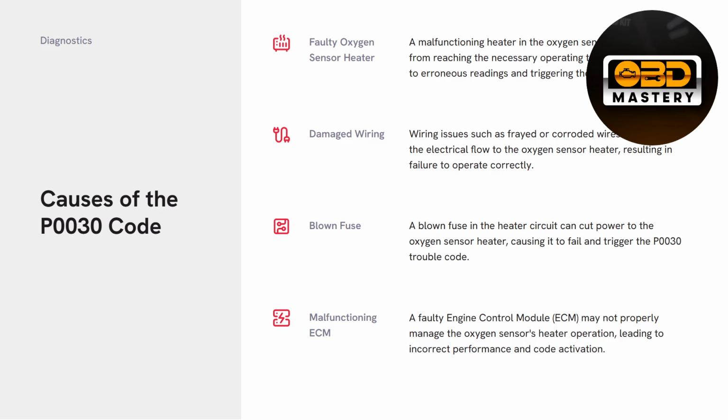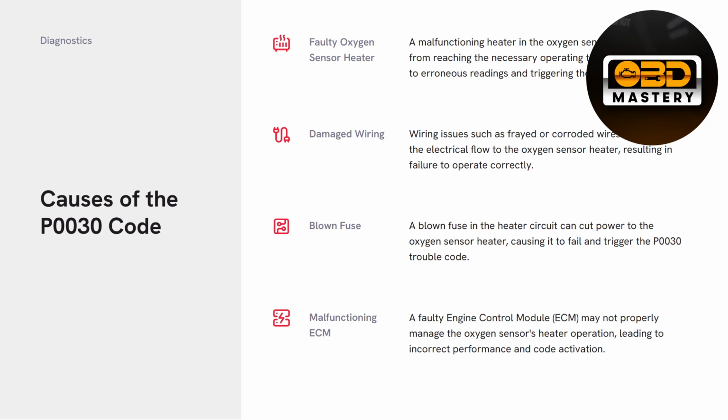Number one is going to be the faulty oxygen sensor heater. A malfunctioning heater in the oxygen sensor can prevent it from reaching the necessary operating temperature, leading to erroneous readings and triggering the P0030 code. Damaged wiring is also another culprit. Wiring issues such as frayed or corroded wires can disrupt the electrical flow to the oxygen sensor heater, resulting in failure to operate correctly. So if you're getting inconsistencies with your voltage, it'll really throw off the sensor and the PCM, and it'll just throw this code.